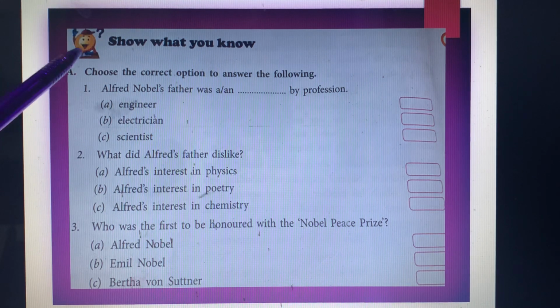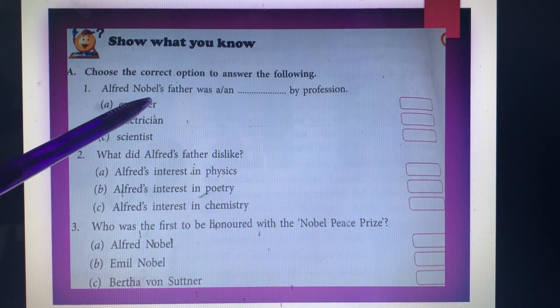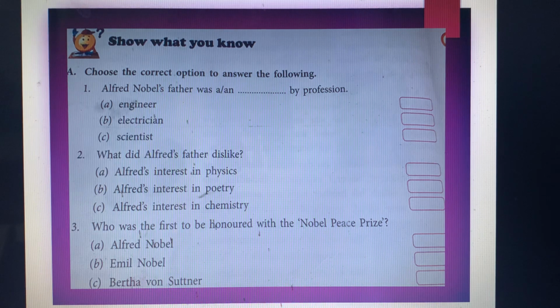First part, choose the correct option to answer the following. If you have read the chapter thoroughly, you will be able to answer this very easily and precisely. First is 1. Alfred Nobel's father was dash by profession. So what was the profession? What was he? He was a scientist, because he used to do different kinds of experiments in the laboratory.